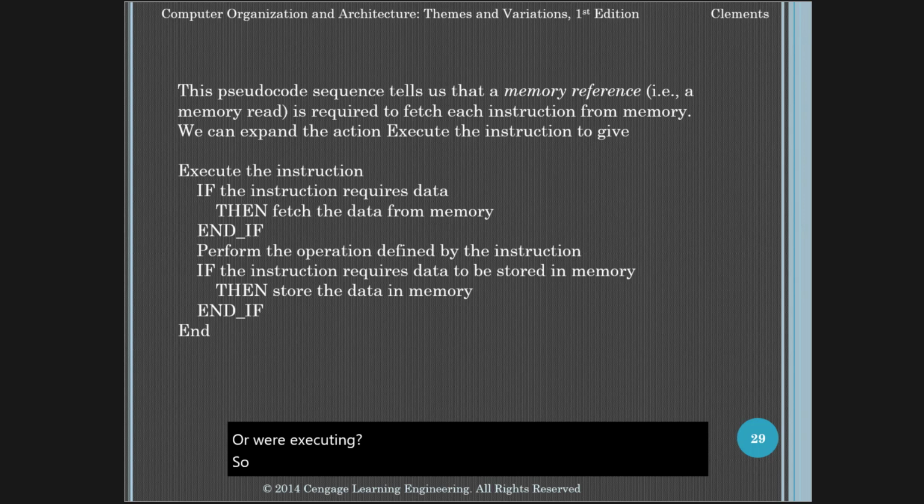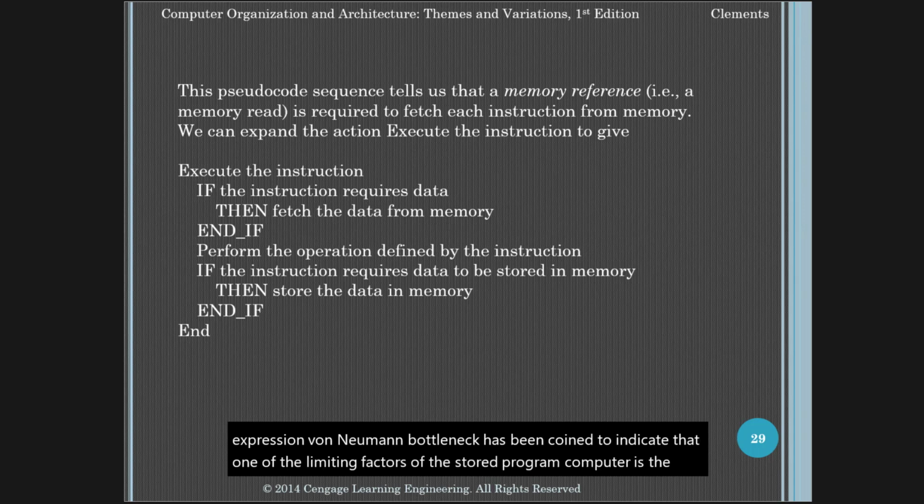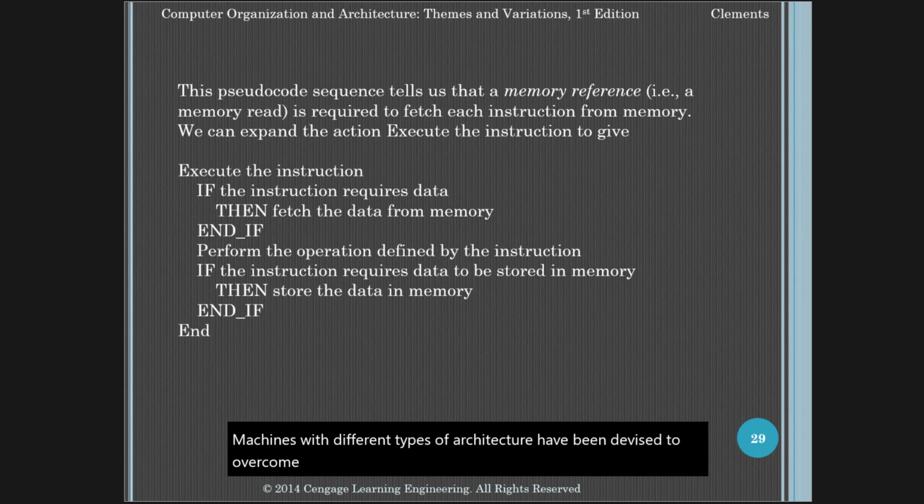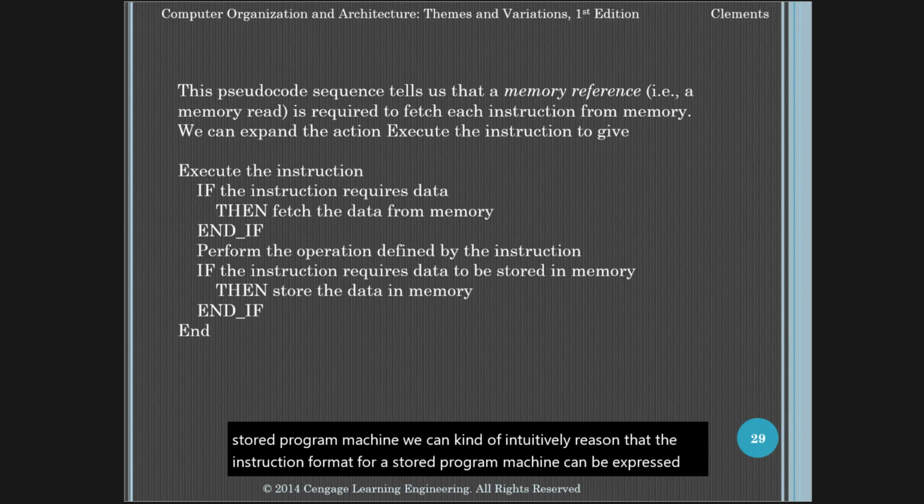Because it's necessary to access memory twice per instruction, the expression von Neumann bottleneck has been coined to indicate that one of the limiting factors of the stored program computer is the path between the CPU and the memory. And remember, we talked about how that's called a bus. Machines with different types of architecture have been devised to overcome this limitation, and we'll talk about those in later chapters. But looking at this format of instructions that run on a stored program machine, we can intuitively reason that the instruction format can be expressed in different address forms.